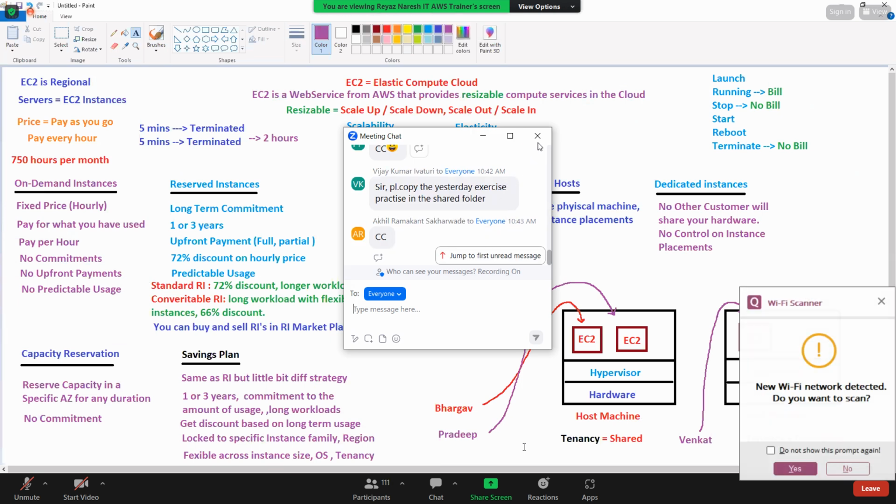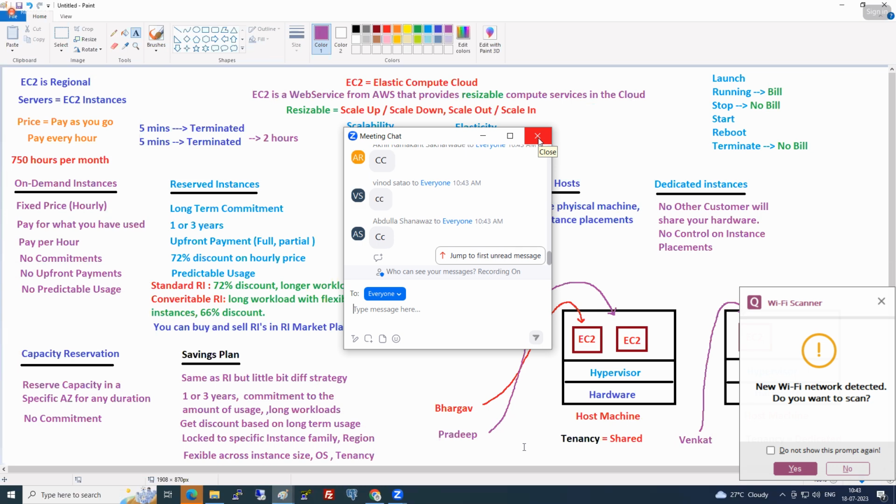No practicals until we finish the EC2 theory. Okay.